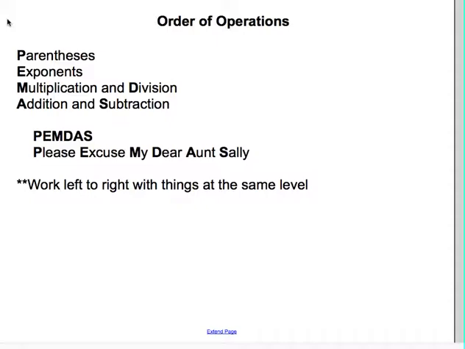Now, these are the rules that we must follow, okay? This is the order that we take care of our operations. Parentheses.